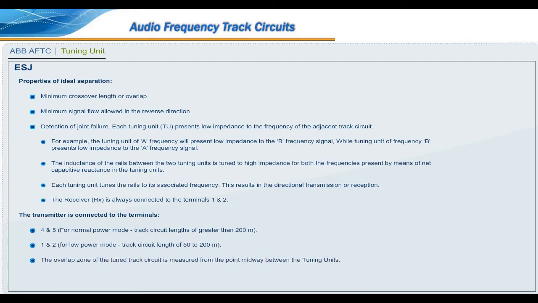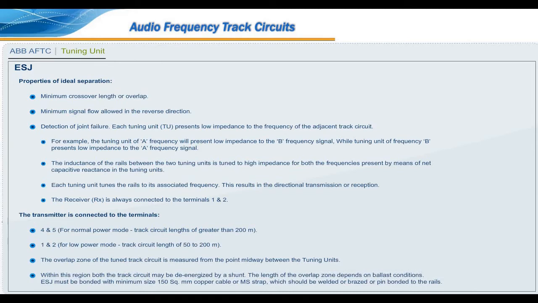The overlap zone of the tuned track circuit is measured from the point midway between the tuning units. Within this region, both the track circuits may be de-energized by a shunt. The length of the overlap zone depends on ballast conditions. ESJ must be bonded with minimum size 150 square millimeter copper cable or MS strap, which should be welded or brazed or pin bonded to the rail.